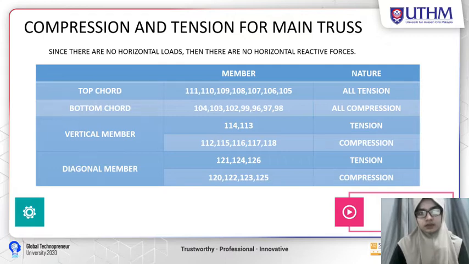For vertical members, for 114 and 113, the nature is tension, and for 112, 115, 116, 117, and 118, the nature is compression. For diagonal members 121, 124, 126, the nature is tension. For diagonal members 120, 122, 123, and 125, the nature is compression. Since there is no horizontal load, there is no horizontal reactive force.